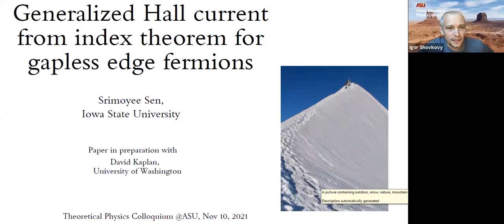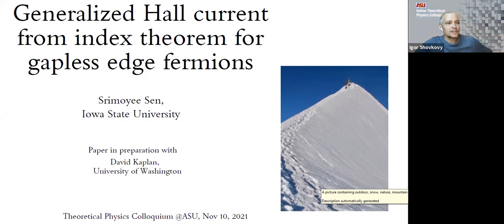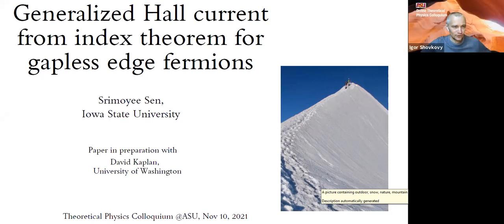Between 2015 and 17, she was a postdoctoral research associate at the University of Arizona, not far from here, but not here. Between 2017 and 2019, she was a postdoc at the University of Washington in Seattle. Since 2019, she is an assistant professor at Iowa State University.